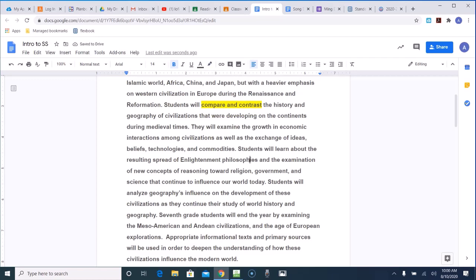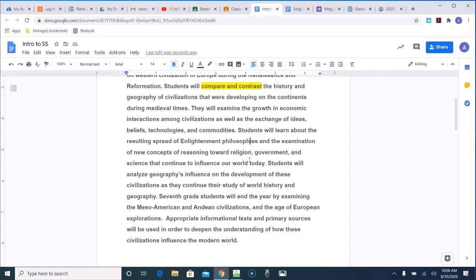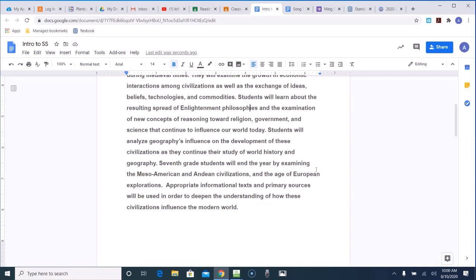They will examine the growth and economic interactions among civilizations, as well as the exchange of ideas, beliefs, technologies, and commodities. Students will learn about the resulting spread of Enlightenment philosophies and the examination of new concepts of reasoning toward religion, government, and science that continue to influence our world today. Students will analyze geography's influence on the development of these civilizations.